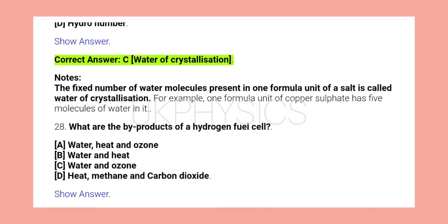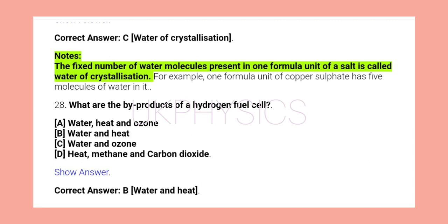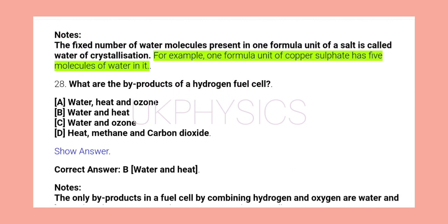Water of crystallization. Notes: the fixed number of water molecules present in one formula unit of a salt is called water of crystallization. For example, one formula unit of copper sulfate has 5 molecules of water in it.